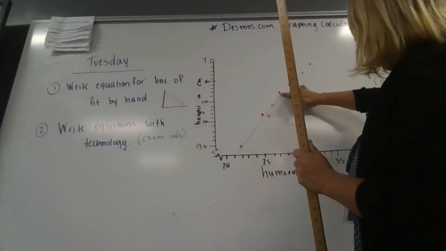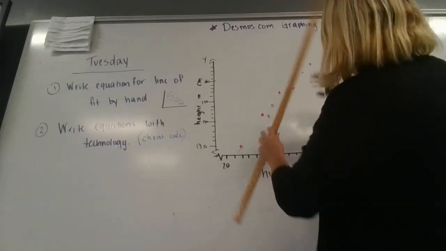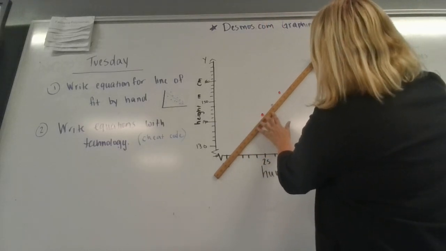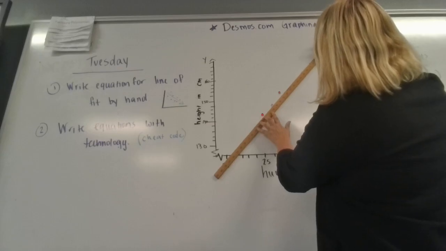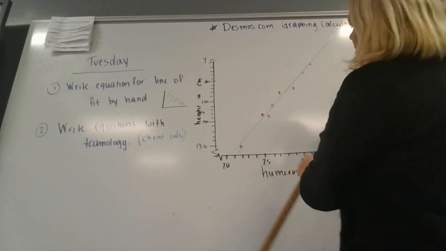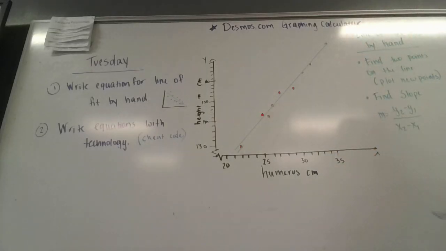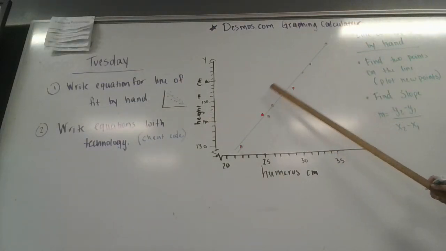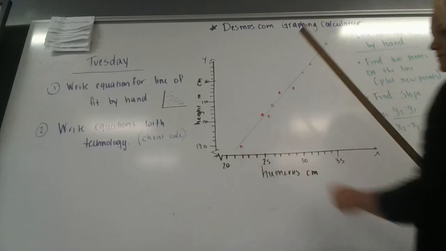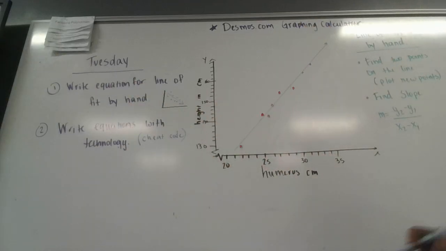Let me try it one more time. That actually was pretty good. I'm just going to try to go a little bit more slanty. So let's see. I'm going to keep this one 2 points below, 2 points above, and then I've kind of hit 3. But don't feel like you have to hit points. Sometimes you draw a line of fit and you don't hit any points, and that's okay.